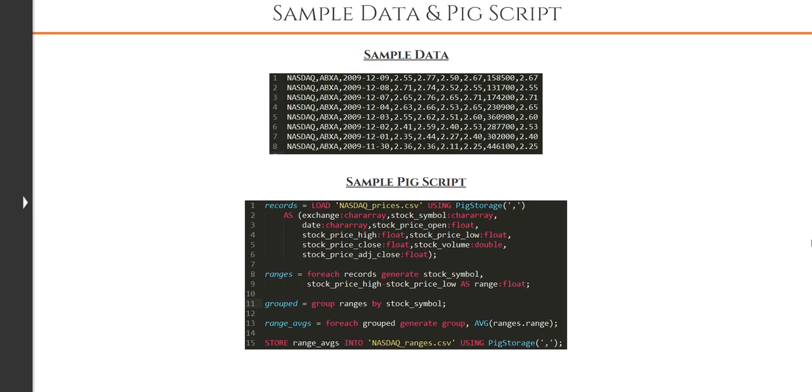In this script, we first generate daily volatility for each stock by taking the difference of its high and low price. Then we group all daily volatility data for each stock by its symbol. And this way, for each stock, we have a history of its daily volatility across 30 years. However, we're really interested in the average 30-year volatility of each stock. So we use the average aggregate function to average out the 30-year volatility data for each stock. And finally, we store output back to HDFS.